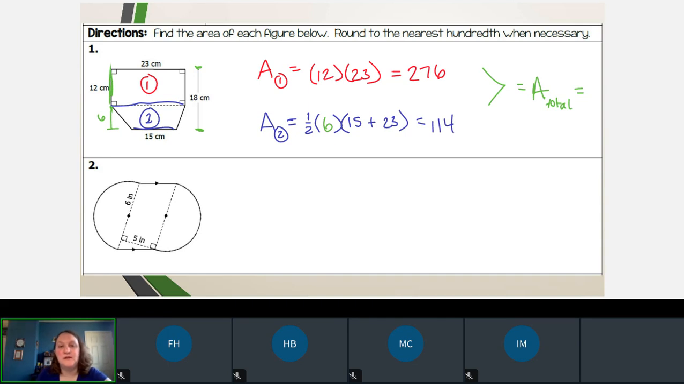So the total area is going to be the area of each region summed or added together. So 276 plus 114, 390. And our units, it's an area, so it's units squared. Easy as that.